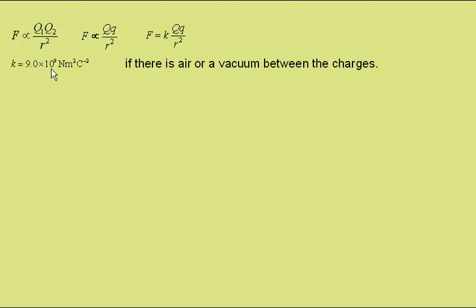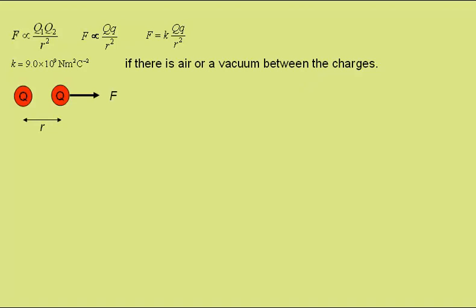We can change this to an equation by adding a constant of proportionality, where k takes the value of 9.0 times 10 to the 9 newton meters squared per coulomb squared if there is air or a vacuum between the charges.